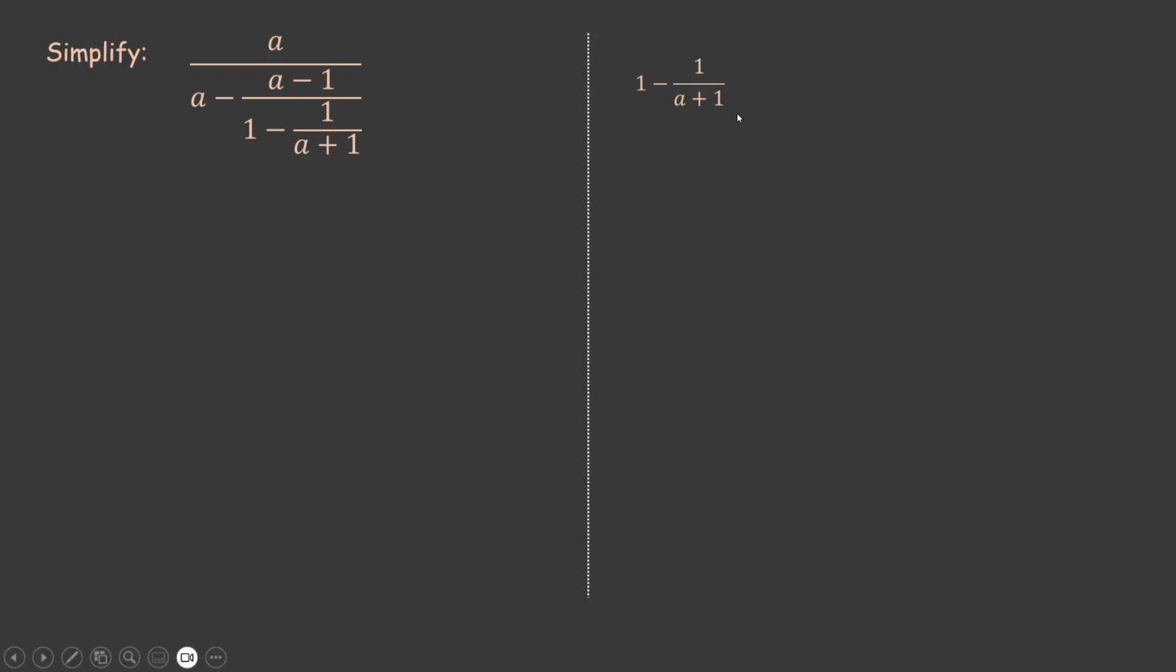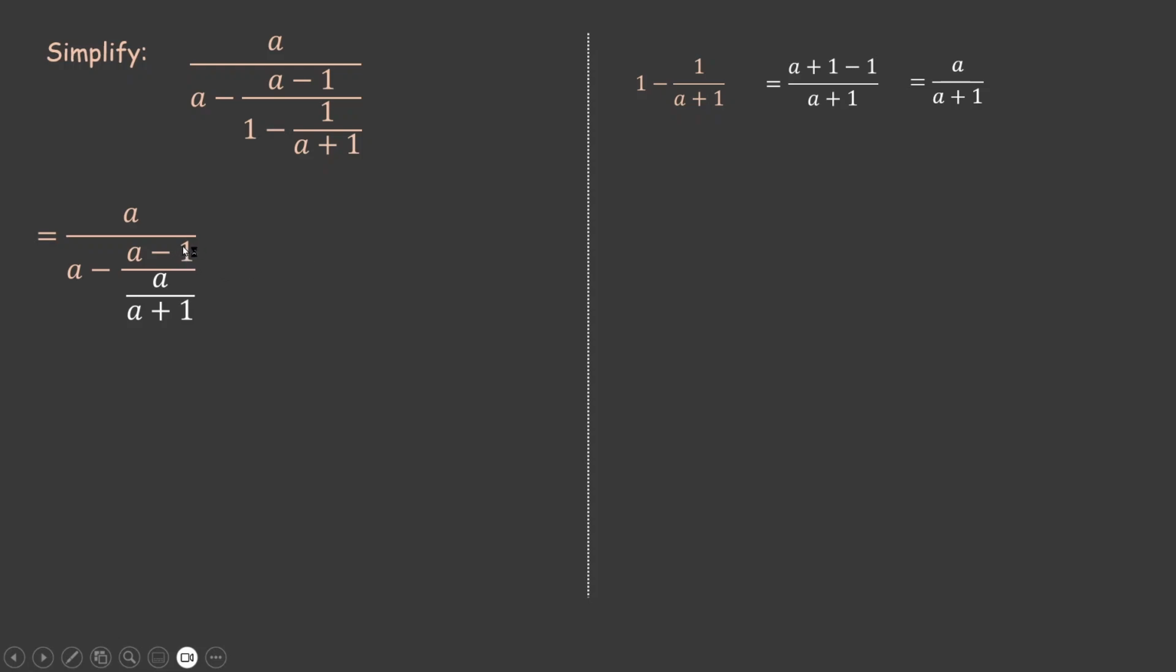So we'll take the LCM. In this case, the denominator will be a plus 1 and the numerator is a plus 1 minus 1. 1 and negative 1 will cancel out, which gives us a upon a plus 1. Now, let us write this a upon a plus 1 in place of this. I have written this in white color to highlight that we have substituted this simplified form over here.